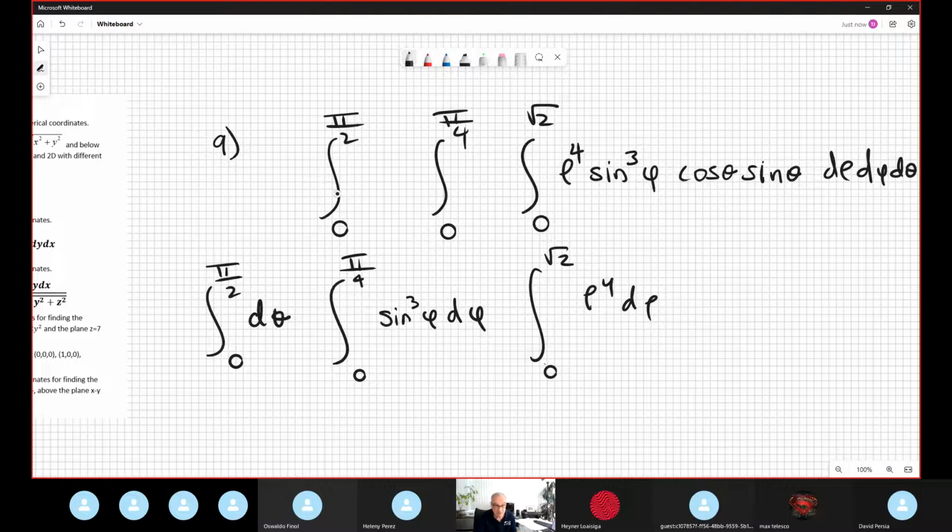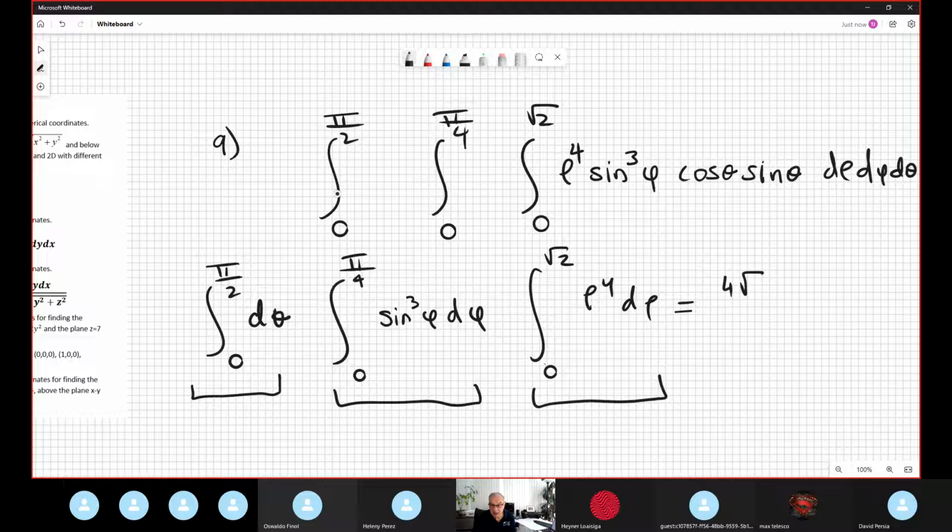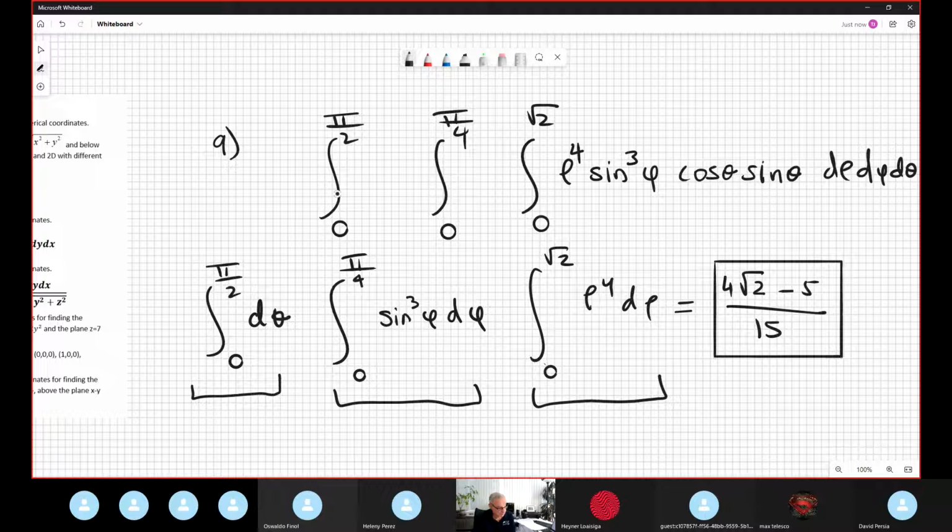Okay. So the rest is Cal 2, and Cal 2. And the final answer is 4 radical 2 minus 5 over 15, when you perform the 3 integrals and multiply them with each other. Cool.